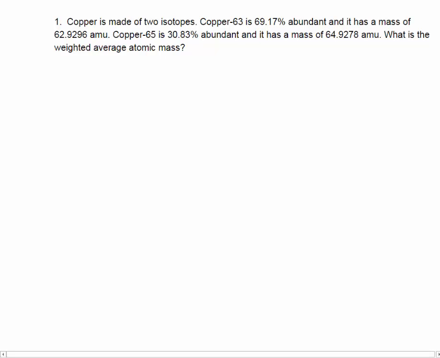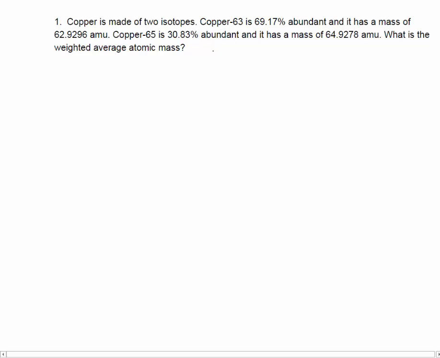Okay, this is calculating average atomic mass, worksheet 1, and this will be numbers 1 through 3. So the first thing is, on the question, copper is made of 2 isotopes. Isotopes are just copper atoms that have different numbers of neutrons, which could make them heavier or lighter. So your first isotope is copper 63.